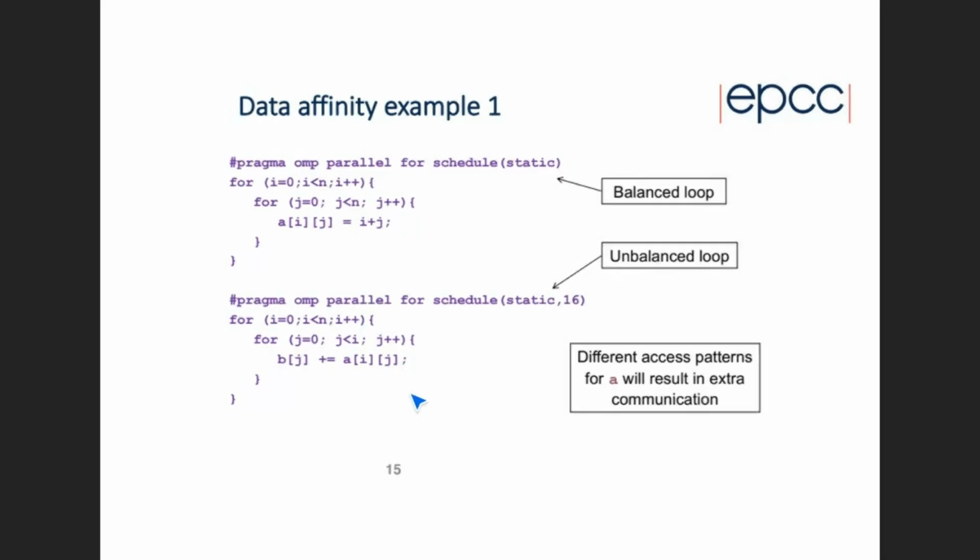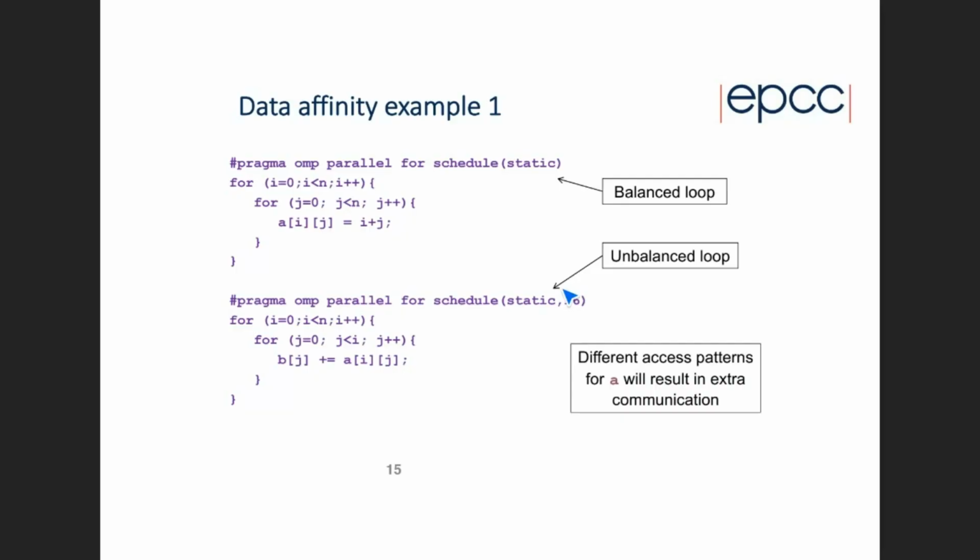So in this case, there would be a fairly easy fix. We could simply apply the same schedule to the first loop as we have for the second, and then the access patterns all match up nicely, and we then guarantee that the thread that reads A[i][j] was the same thread that previously wrote it.